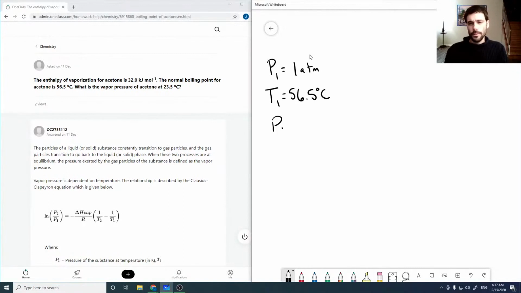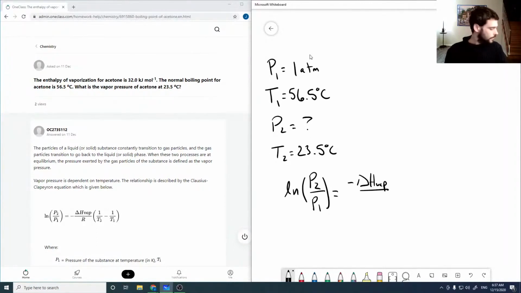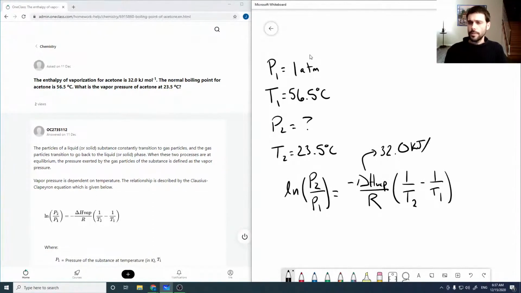And we're looking for a P2 given a T2 of 23.5 degrees Celsius. So this is an application of the Clausius-Clapeyron equation, which is just this. Where we're given our delta H for vaporization in the question as 32.0 kilojoules per mole.